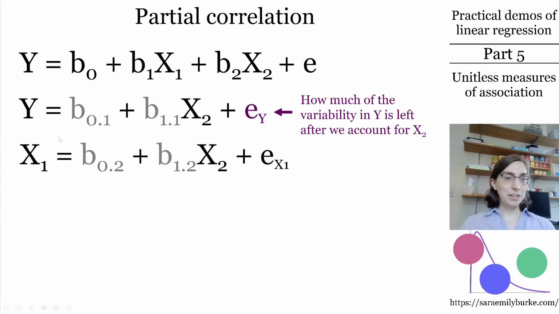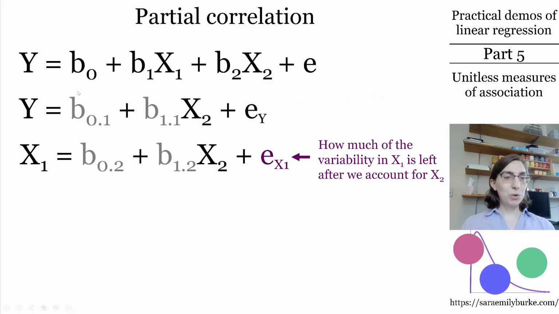So e sub y here represents how much of the variability in y would be left over if we modeled it based on only x2. So after accounting for x2, how much of y's variability is left? And e sub x1 here represents the residual from this regression model, how much of the variability in x1 is left over after accounting for x2.